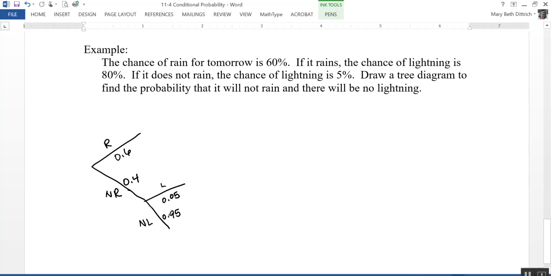And oh, I forgot the second one there. Okay, I jumped ahead to the does not rain. I forgot this one. If it does rain, the chance of lightning is 80%. So the chance of no lightning is going to be 20%. Okay, so again, we have rain, no rain, and off of each one of those we have lightning and no lightning. Now we need the probability of no rain and no lightning.